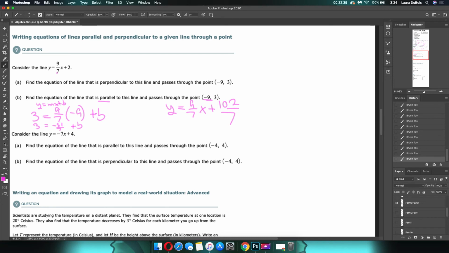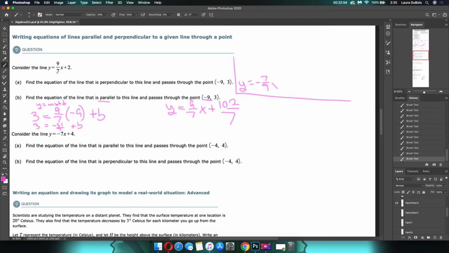For this one, same thing. Let me block it off a little bit. But it's only now instead of doing 9 over 7, we have the opposite reciprocal, which means we flip our sign and we flip our fraction, and therefore our slope is going to be negative 7 over 9. So y equals negative 7 over 9 x plus something.